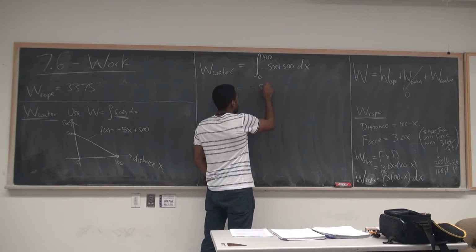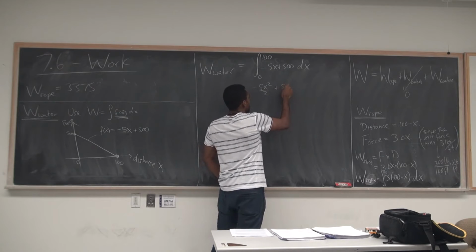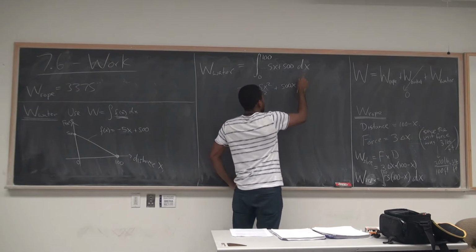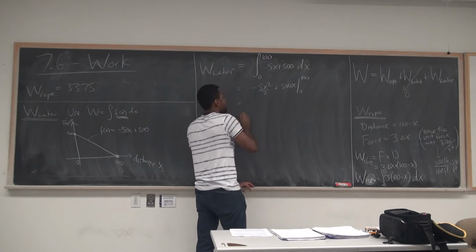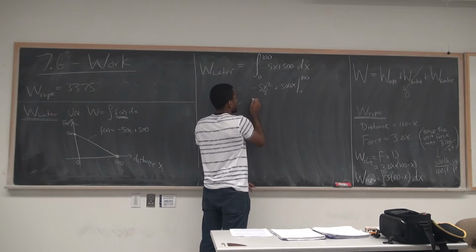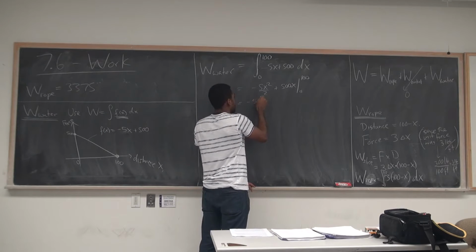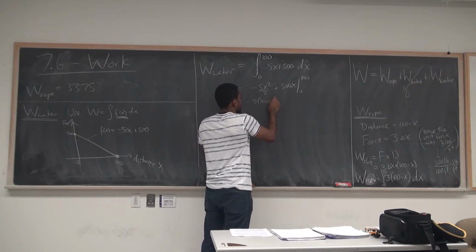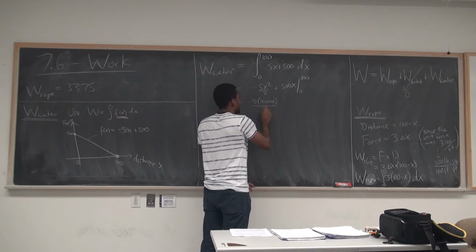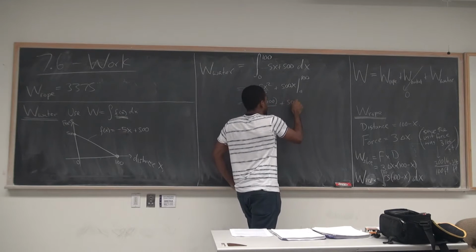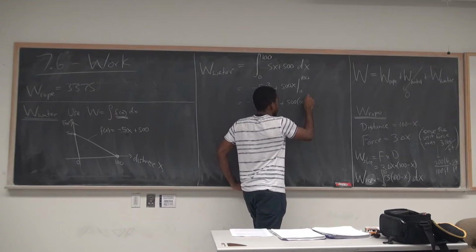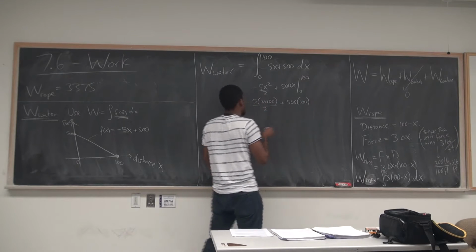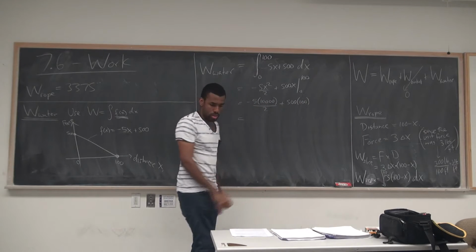This is minus 5x squared over 2 plus 500x, from 0 to 100. So this is minus 5 times 10,000 over 2 plus 500 times 100, minus 0. What's that?